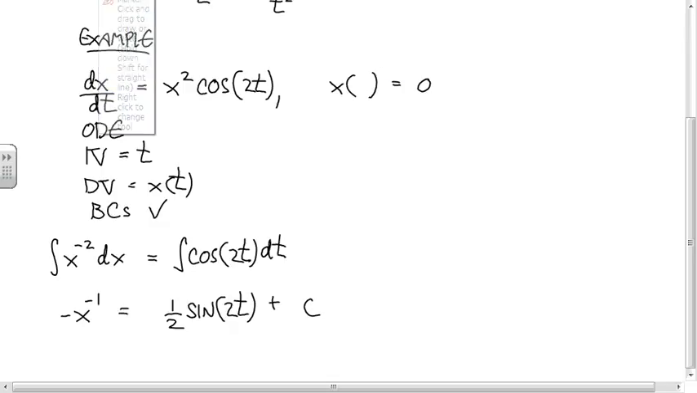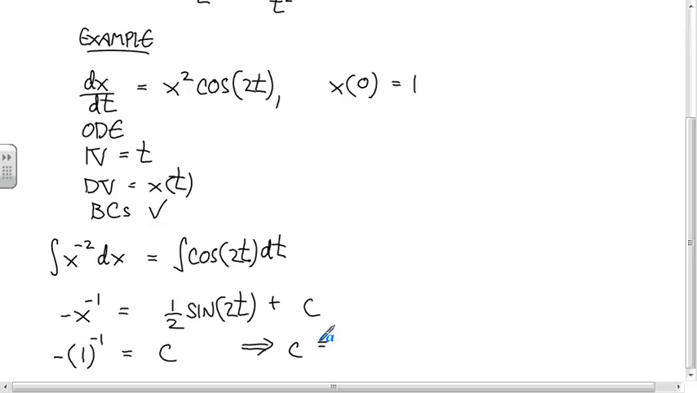Okay, so let's make it, well, we can make this zero, but we have to make this one something. Let's make it one. Okay, so when t is equal to zero, x needs to be equal to one. So we have negative 1 to the minus 1 is equal to 1/2 sine of 0. That's all 0. So this is just equal to c. And so c is just equal to negative 1.